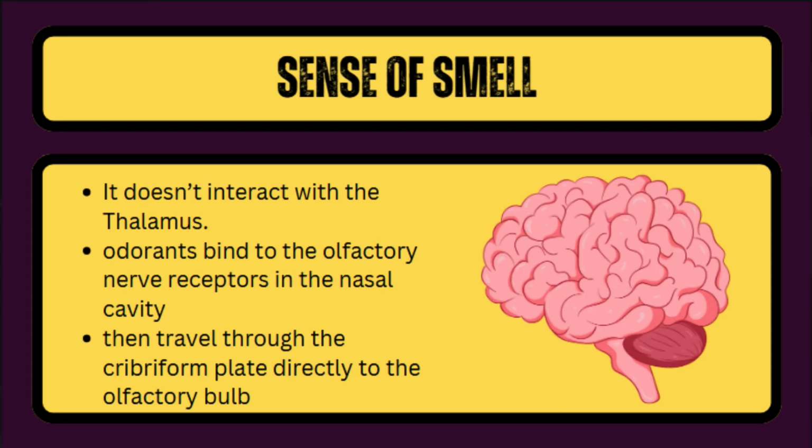Now, smell. The sense of smell is unique. It doesn't interact with the great gatekeeper of senses, the thalamus. The smell odorants bind to the olfactory nerve receptors and then travel through the cribriform plate directly to the olfactory bulb. Since smell doesn't pass through the thalamus, there's no delay. That is helpful during a fire emergency, for example. It is also the most memorably and emotionally evocative of all the senses. A smell disease, for example, is anosmia, or the total loss of smell.